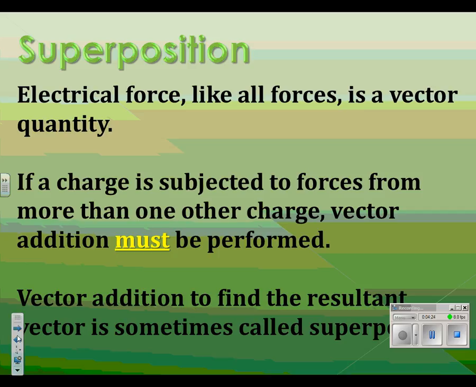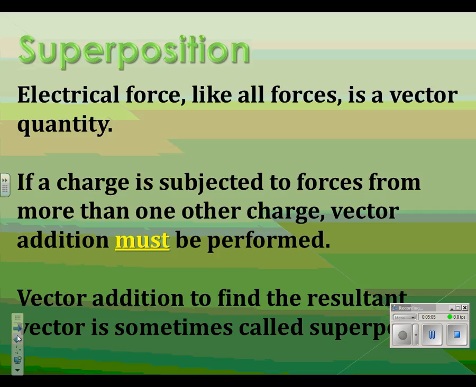Superposition is talking about when electrical forces, which are like any other forces, are a vector quantity. When we have to put them together, we're going to do vector addition. So if a charge is subjected to more than one force, or forces from more than one charge, then vector addition is going to be performed. Vector addition, to find the resultant vector, is sometimes called superposition. So it's just like what we've done before. If they're both in the same plane and going in the same direction, then you're going to add them together. If they're in the same plane but going opposite directions, then you're going to subtract them.